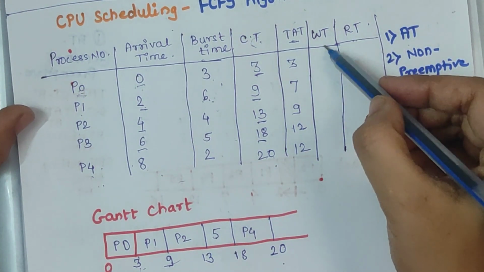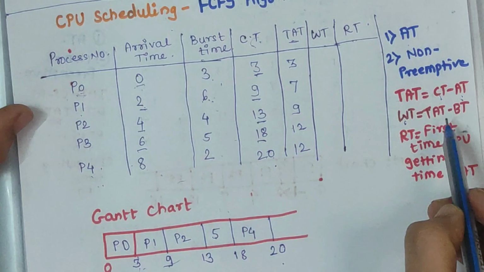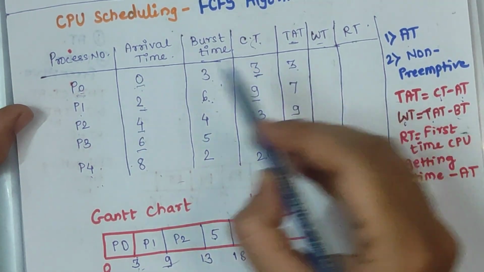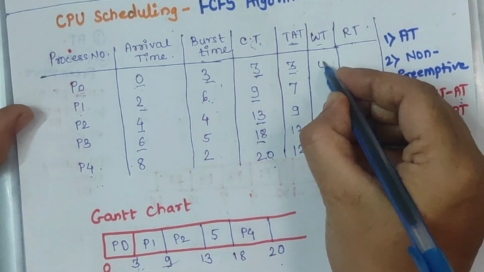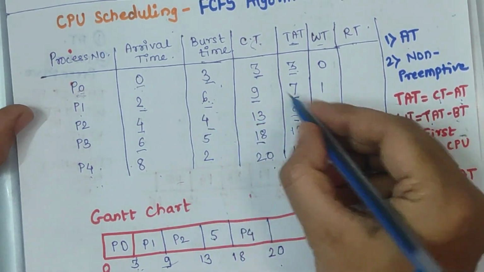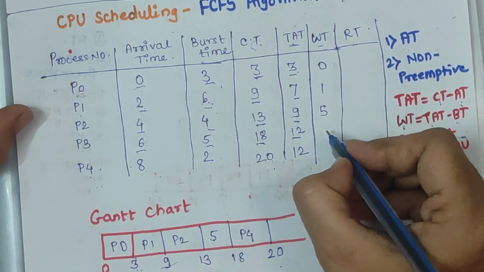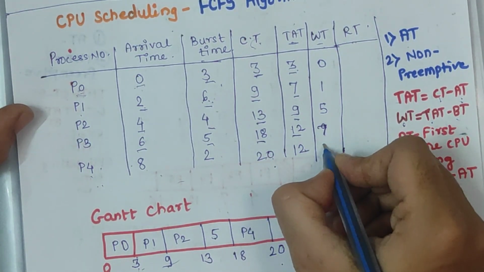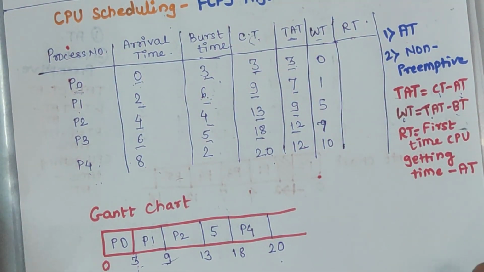Now waiting time will be calculated by using the formula turnaround time minus burst time. So waiting time equals turnaround time minus burst time. So 3 minus 3 we are getting 0, 7 minus 6 is 1, 9 minus 4 we are getting 5, 12 minus 5 we are getting 7, and 12 minus 2 we are getting 10. So this is how we are getting waiting time.